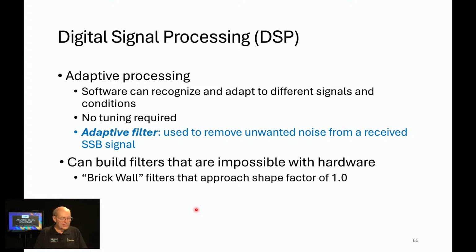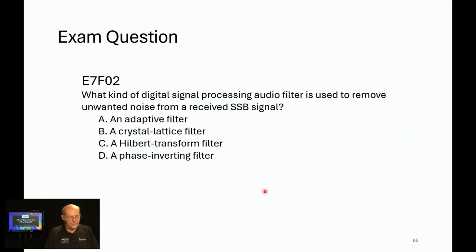And with digital filters, you can build filters that are virtually impossible with hardware. I mentioned the brick wall filters. You can approach a shape factor of 1 with a digital signal filter. That was fast. Okay.